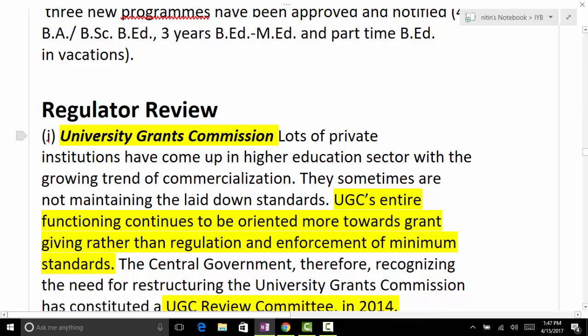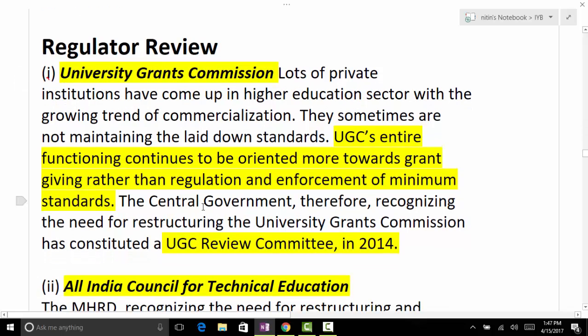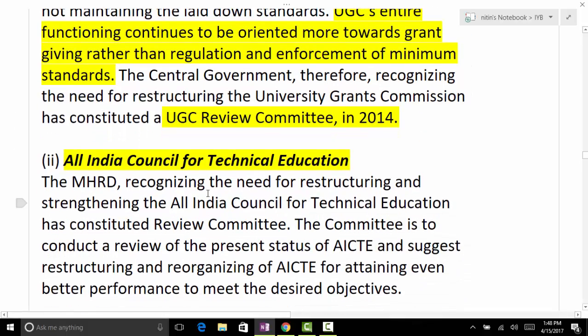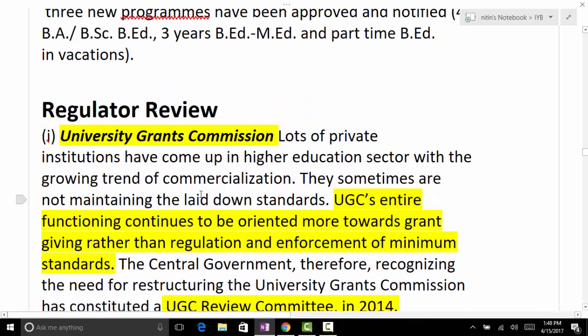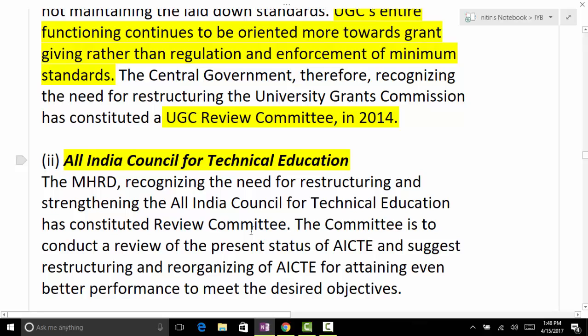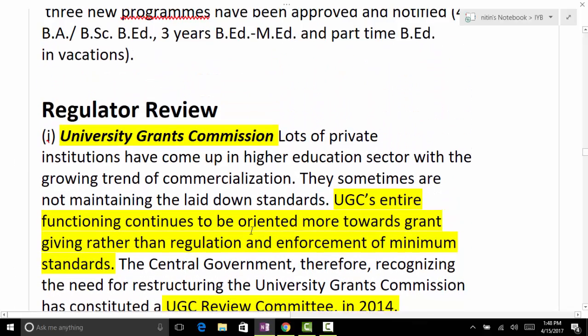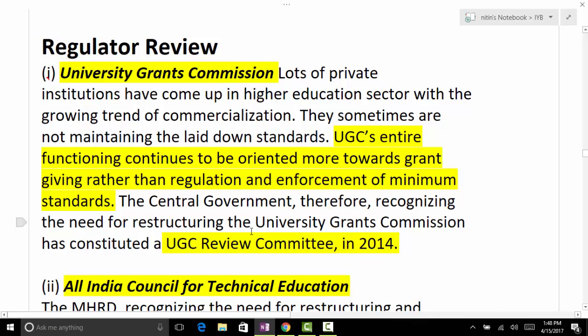Then the review of the regulators. So UGC, its functioning is being reviewed by a review committee. Though it should be regulating and enforcing minimum standards of education, UGC is mainly giving scholarships and grants. Same way AICTE is to be reviewed. It is not that important for prelims, just remember there is a committee to review UGC and one for AICTE too. Given the report, they are saying take away all the financial power of UGC and give it to another autonomous body.